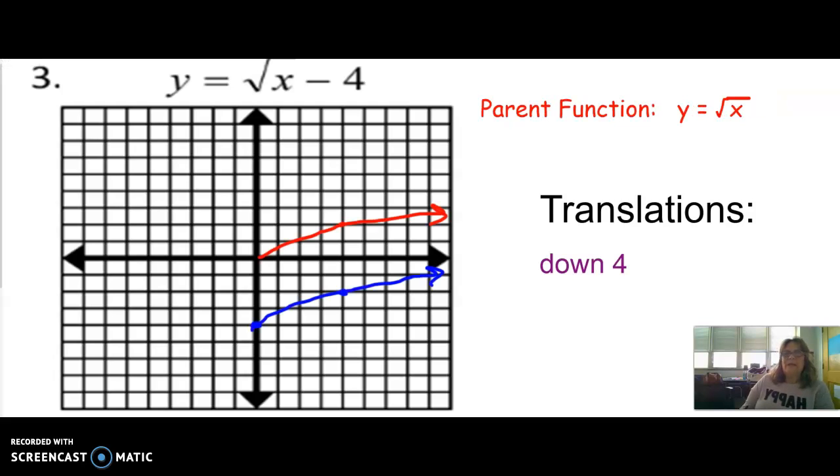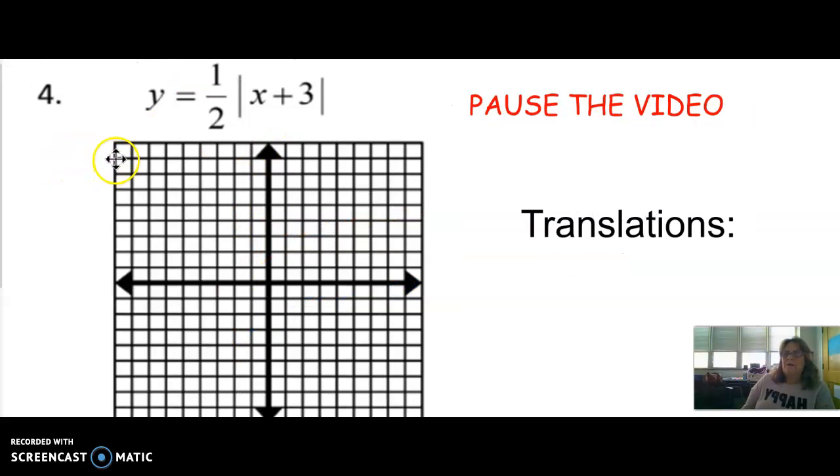Number 3 is a square root function. So it starts at our origin and it moves to the right. For the given graph, because it has a minus sign outside of the parent, outside of the radical sign, which is considered a grouping symbol, that just means that it's shifted down 4 units. Here's your fourth equation. Pause the video.